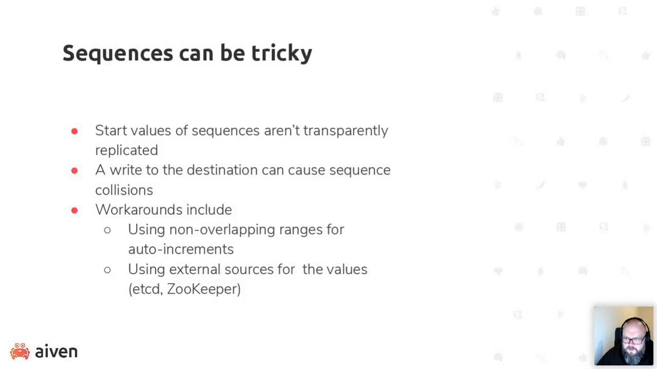Another thing that can cause problems are sequences. The values of sequences are replicated in the table data, but the start values are not. This is not a problem when there are no writes to the replica, but if there are, you need to make sure the auto increments don't collide with existing values. One option for this is to use non-overlapping ranges for auto increments.